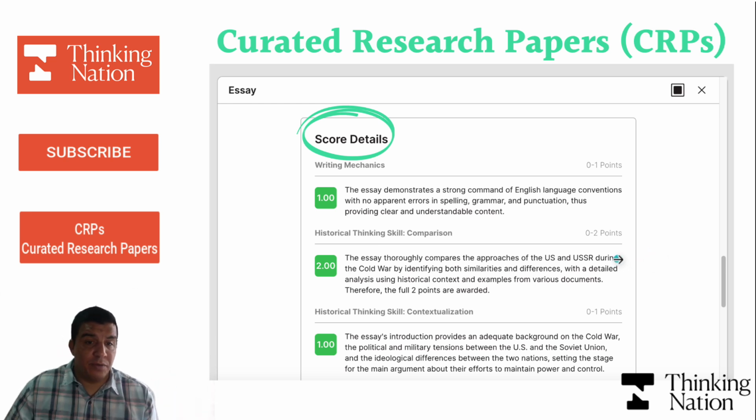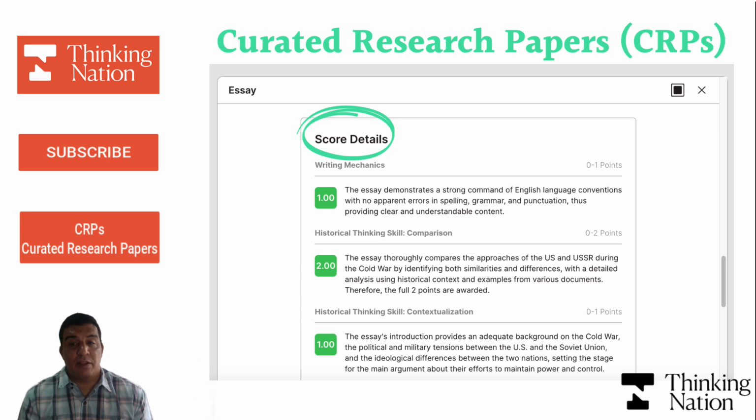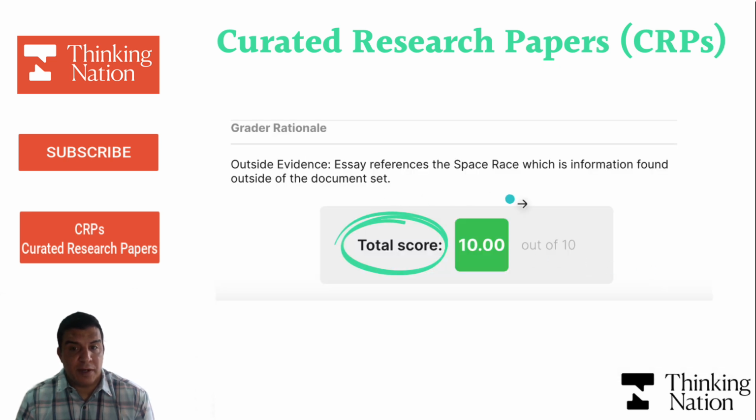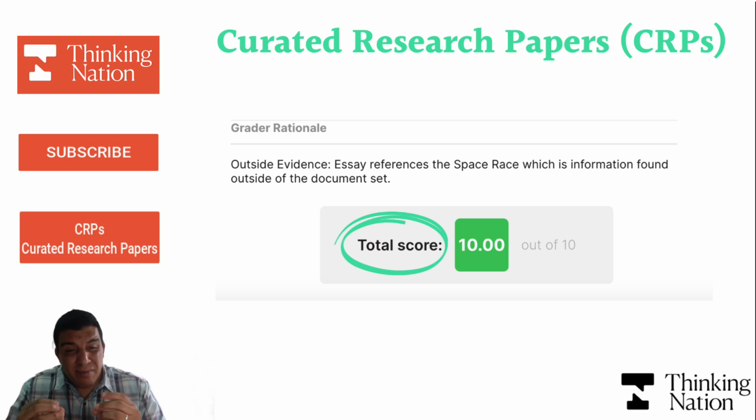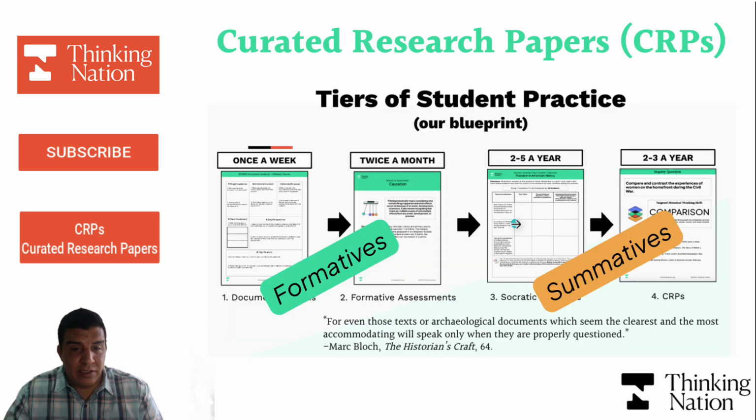So here's an example of the rubric that the students would see after they write their curated research papers. They would be able to see how they scored on the writing mechanics. You see here how many points are possible. And you see the different historical thinking skills being assessed. And then finally, they would have a score, 10 out of 10. The teacher is able to review not only the essay itself, but this score, and you can override it, but AI is able to grade it and provide that feedback for teachers and students on these historical thinking skills.